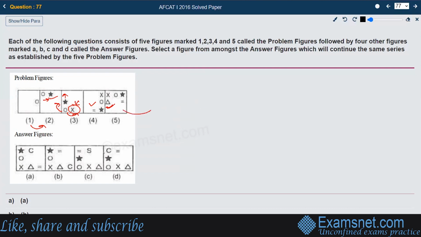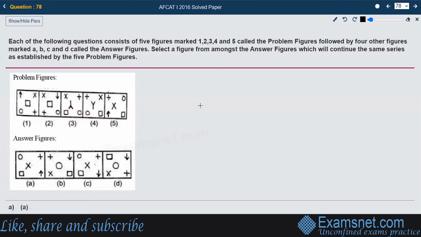So now in the next step, what should happen? Ahead of the equal to, there should be some new sign placed, and all the signs should follow the same order. So that's what is happening in option number C. If you have a closer look, ahead of equal to, there's a new sign placed as S, and the chain follows the same way. See, equal to star, hollow circle, cross, and triangle, and that's what it is, equal to star, hollow circle, cross, and triangle. So option C becomes the right answer as it follows the same pattern.